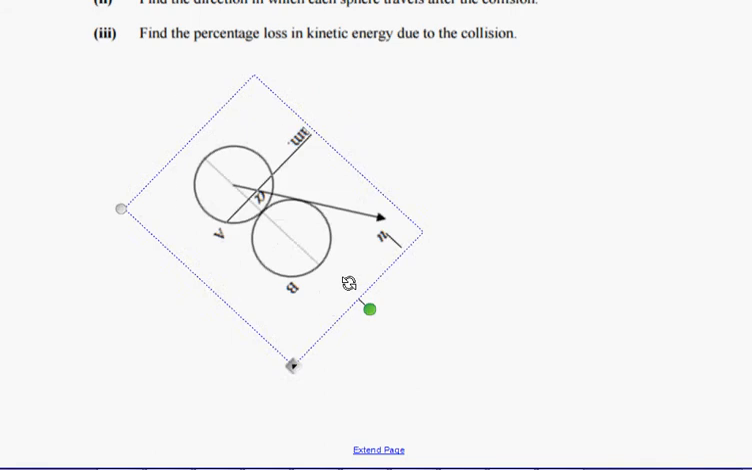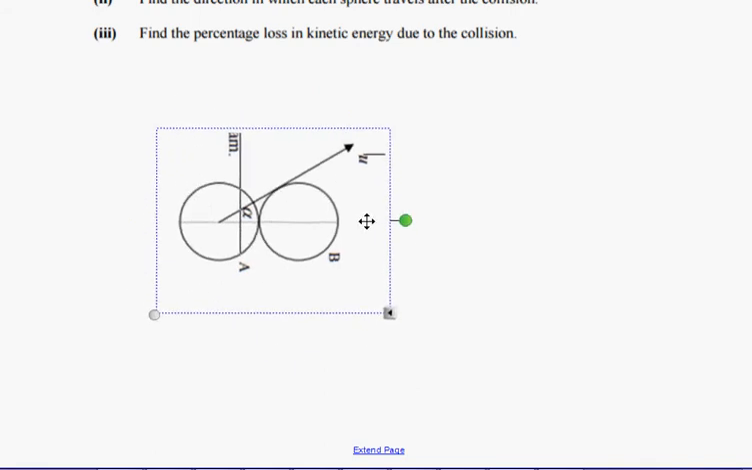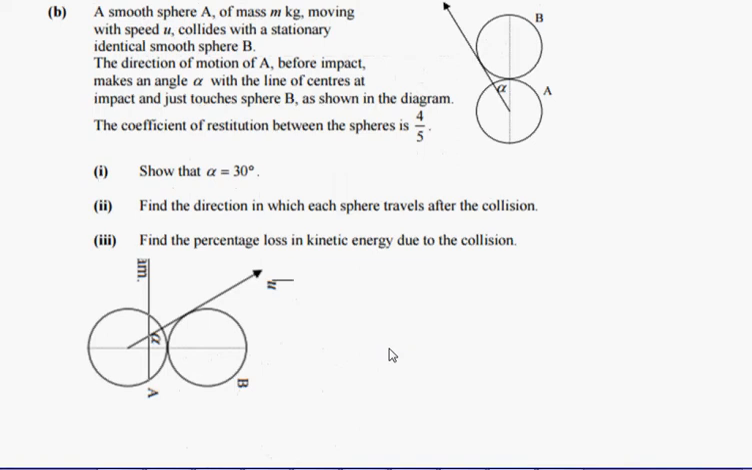And I can even do it that way if I want. In fact, that's the way I'll do it. Just rotate it all the way around and treat it like a normal question. And then at the very end, you can change it back into vertical motion. There's no need to be worried about anything. All the question asks is, show that alpha equals 30 degrees. That's no bother. And then the coefficient of restitution, the E value, is 4/5. That's no bother there either.